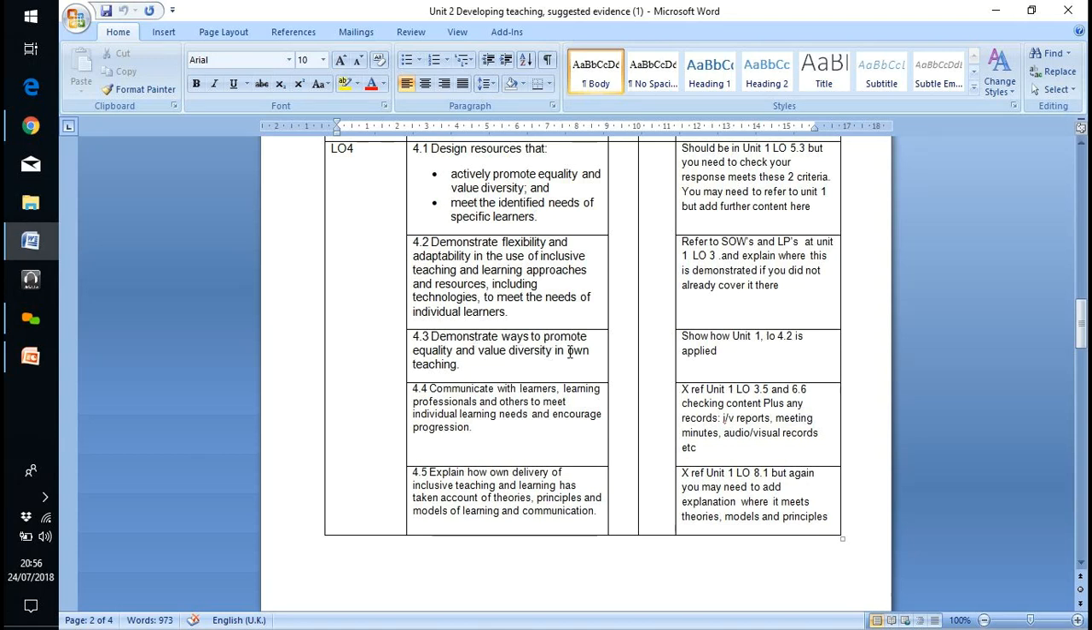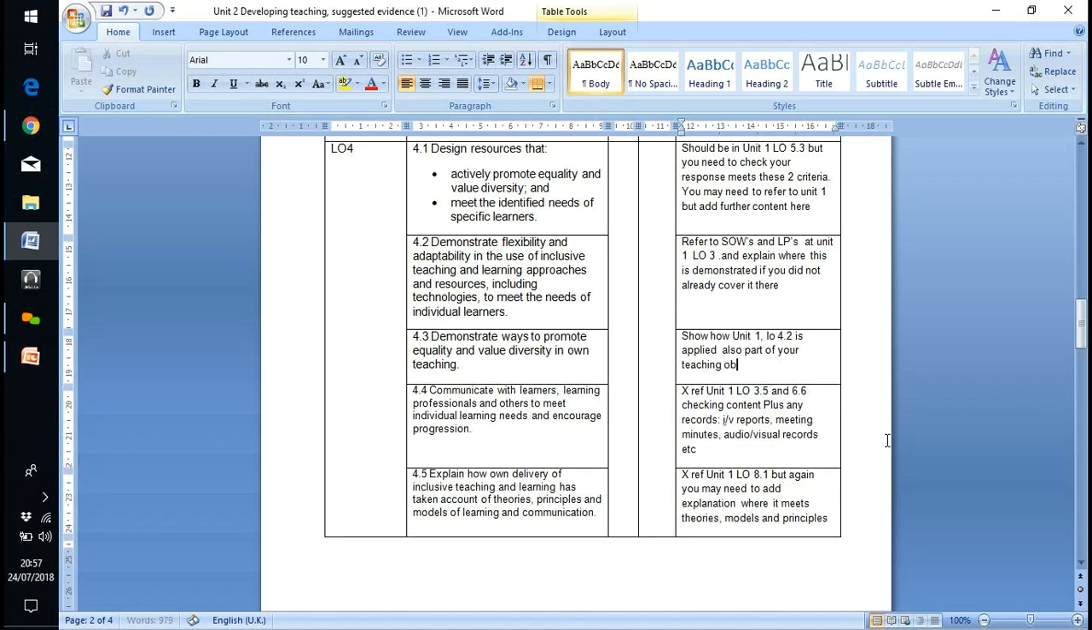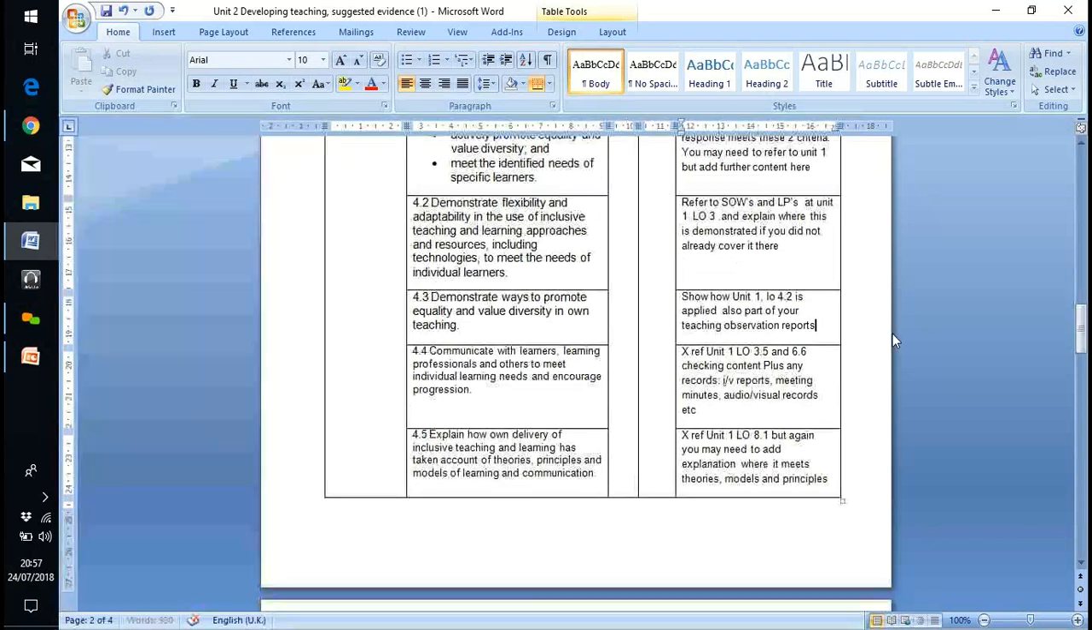Demonstrate ways to promote equality and value diversity in your own teaching. Again, sure, Unit 4.2 is applied, but also you'll be able to demonstrate how it's applied. It'll be part of your teaching. So I'll stick that in. Yeah, that's got it.